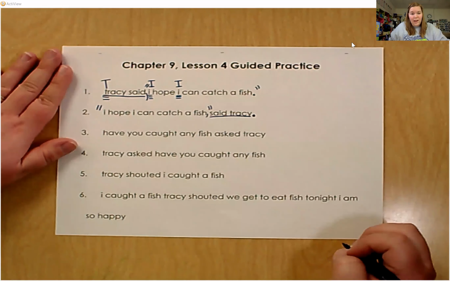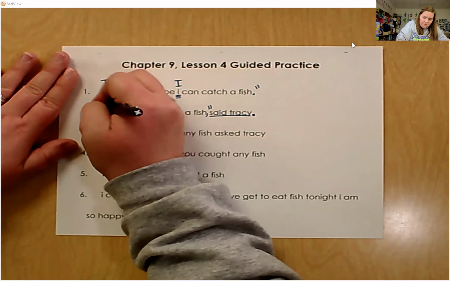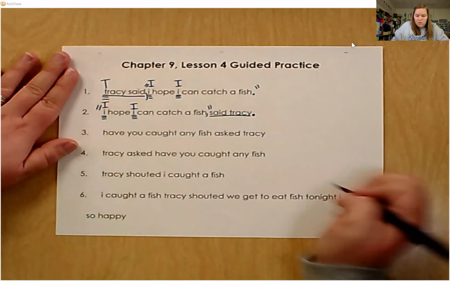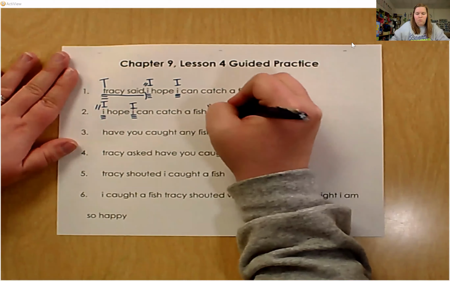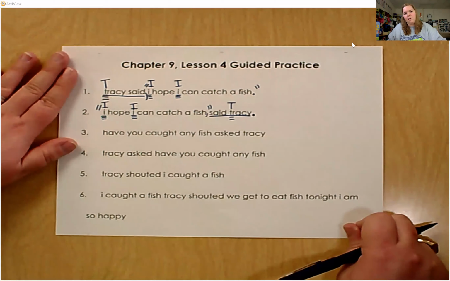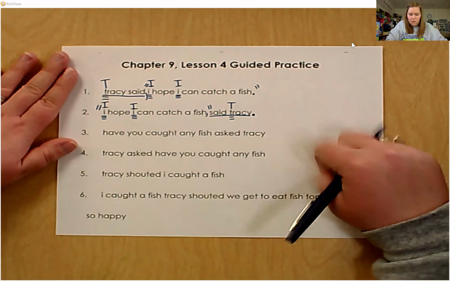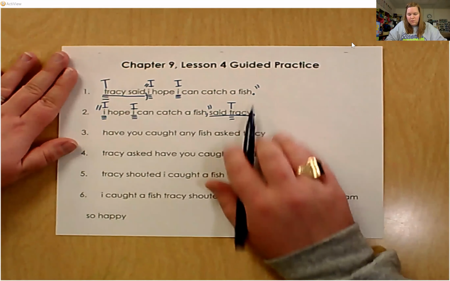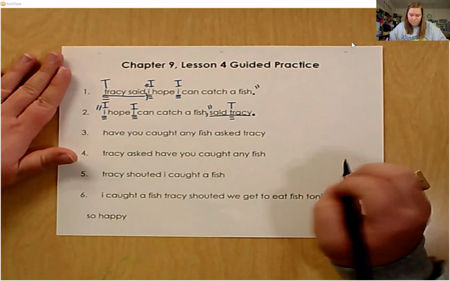Now let's go through and find capital letters. So we know that the letter I has to be capitalized when it's by itself. I hope I can catch a fish. Tracy is a proper noun. "I hope I can catch a fish," said Tracy. So it looks very similar. It's just reversed a little bit. Okay, so make sure that your comma goes before and then at the end, at your ending quote, it goes inside. So let's try a few more.